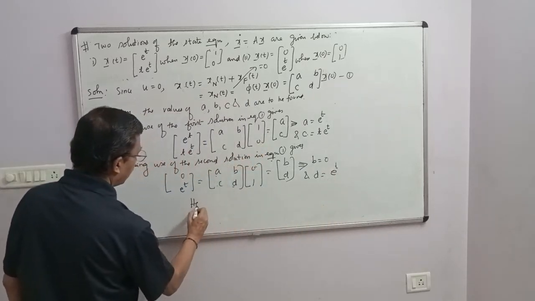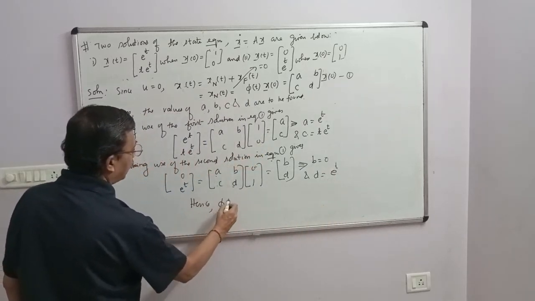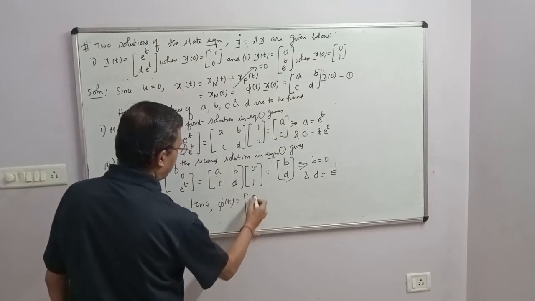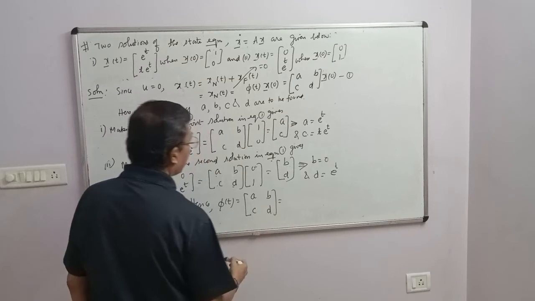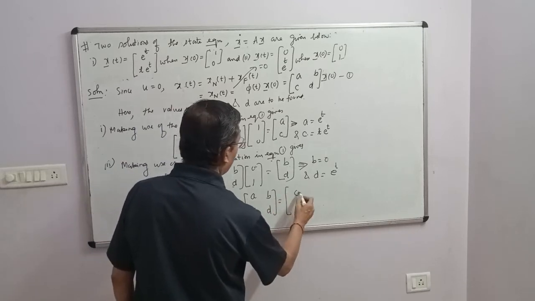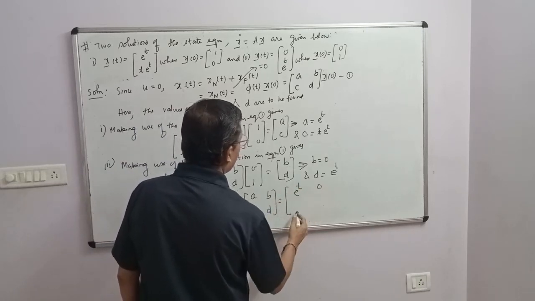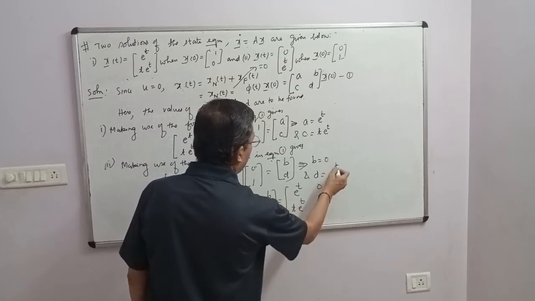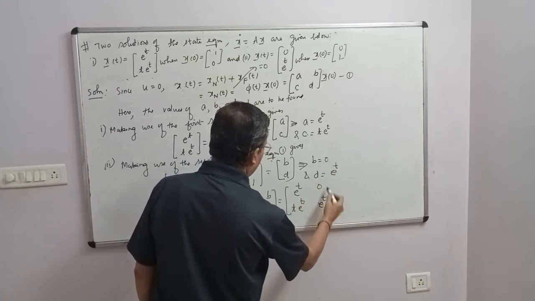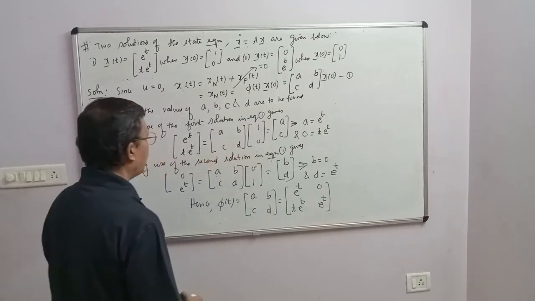Hence, what is phi of t? Phi of t is a, b, c, d. What is a? A is e to the power t, B is 0, C is t into e to the power t, D is e to the power t. This is the state transition matrix.